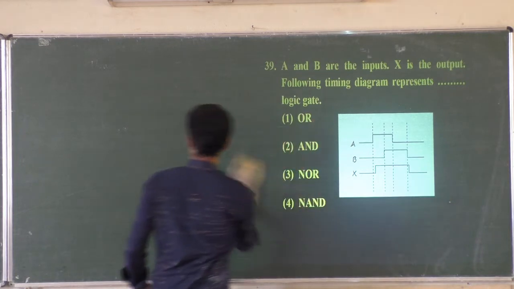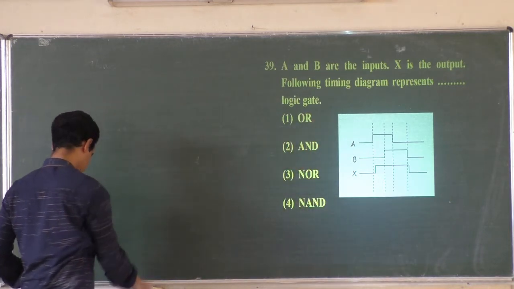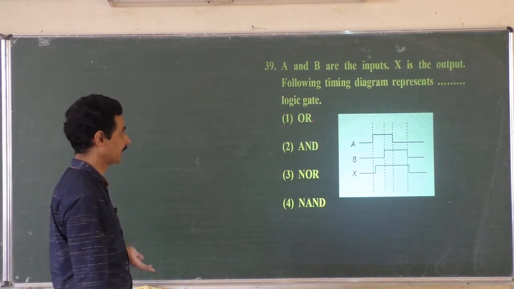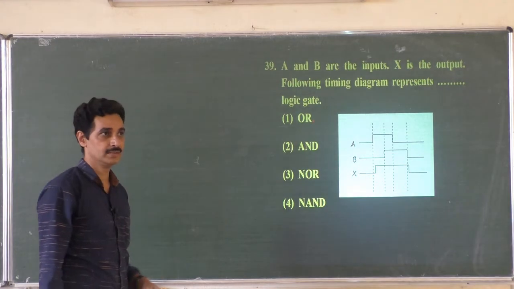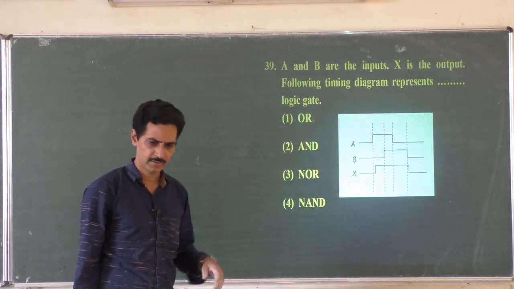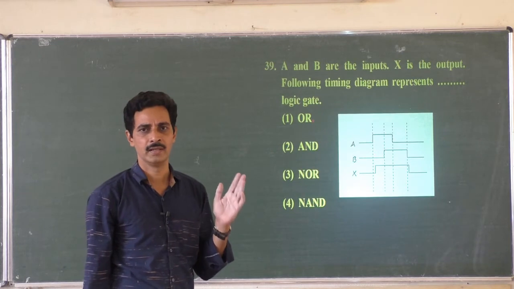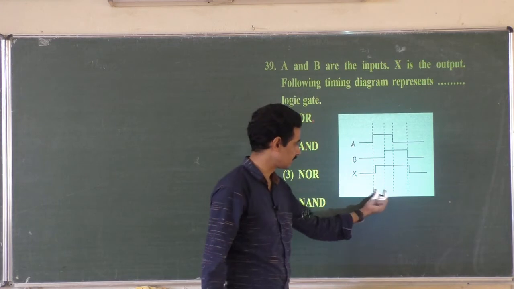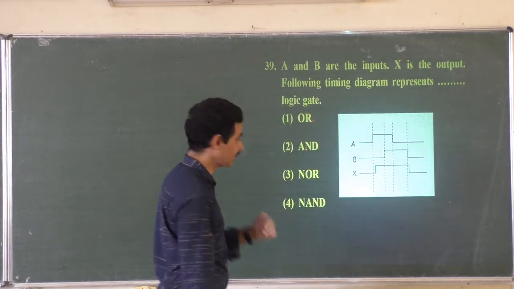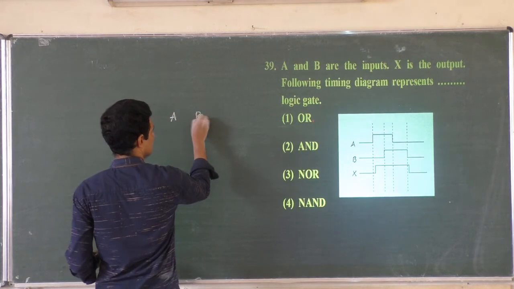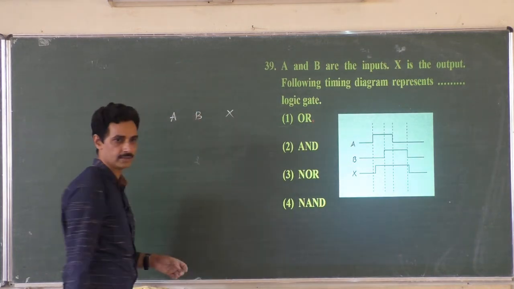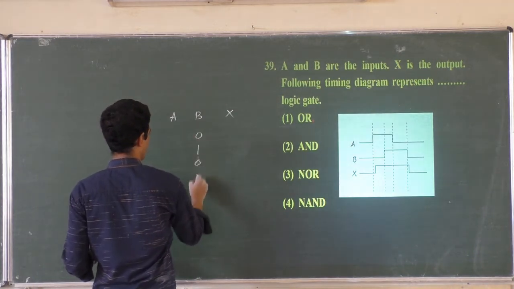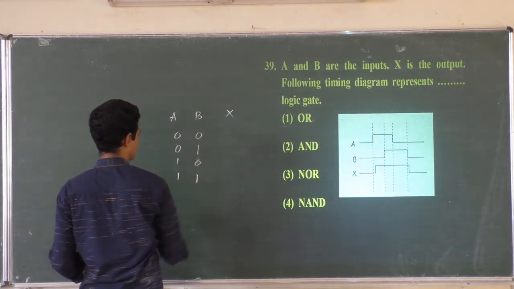Yes. So here is the 39th question, right? A and B are inputs and X is the output. Following timing diagram represents dash logic gate. So in these types of problems, it looks very horrible, but it is a very, very easy problem. What you have to do is, between these two time intervals, what happens, you should go on checking. First you write the truth table, A, B and X. You be ready with the truth table first. Now, you write all the possible combinations, 0, 1, 0, 1, 0, 0, 1, 1, like this.